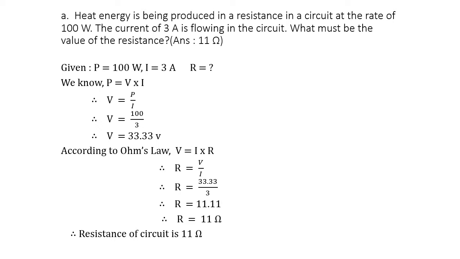And the second statement says the current of 3 ampere is flowing in the circuit. The current is denoted by I. So I is equal to 3 ampere and we have to find the value of the resistance. Therefore R is equal to question mark.